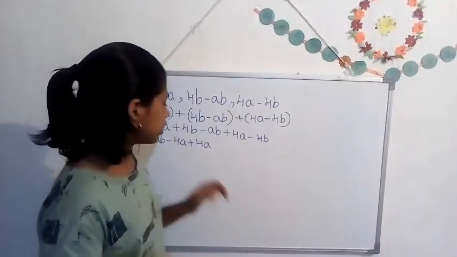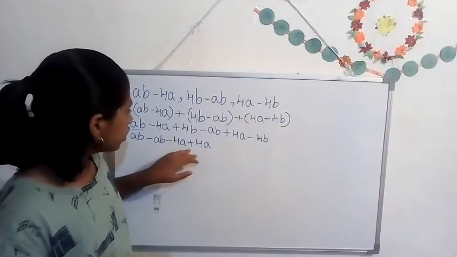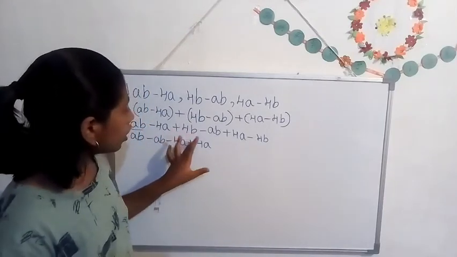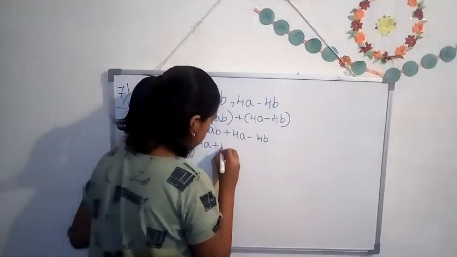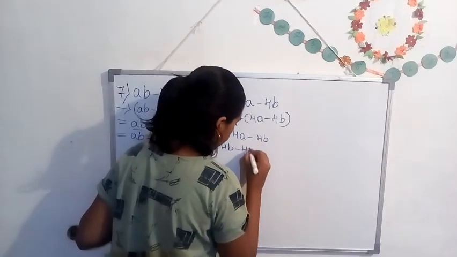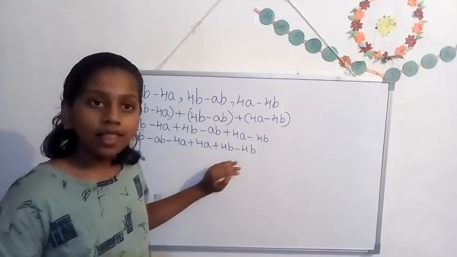So, there are no terms containing 4a. Now I am going to take the next term, that is 4b. Here plus 4b is there, so we are going to write plus 4b. Here minus 4b is there, minus 4b. So, this is the way to write like terms.